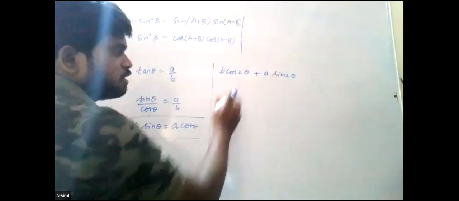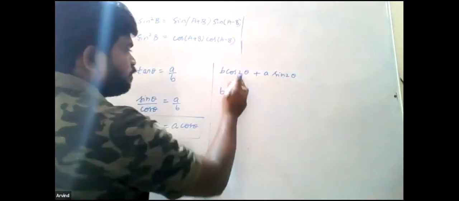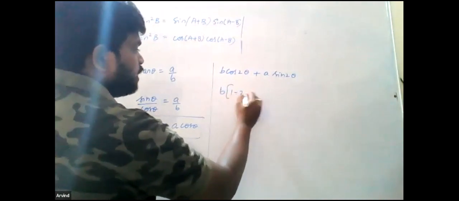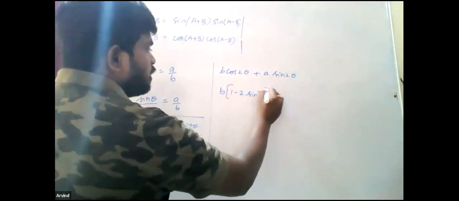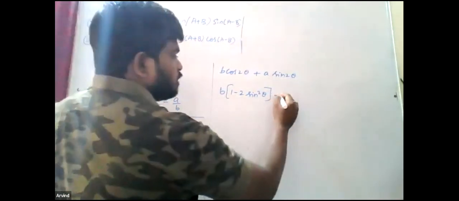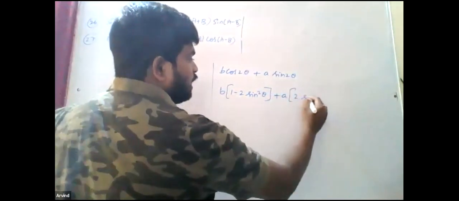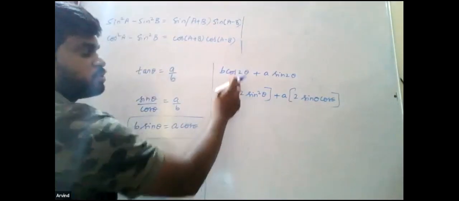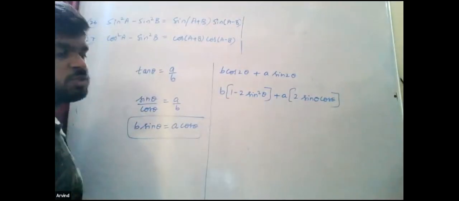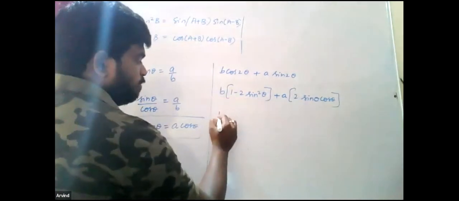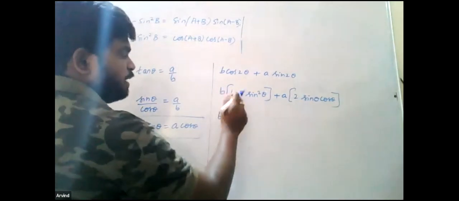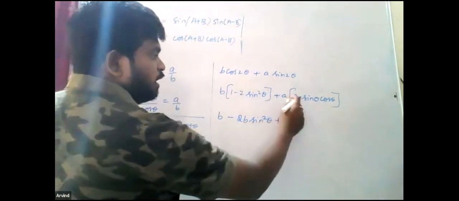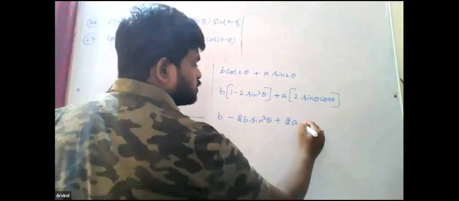Now I'll use formulas. For cos 2 theta you should know the formula: 1 minus 2 sin square theta. Plus a sin 2 theta is 2 sin theta cos theta. Just now I told you. For cos 2 theta, you can use this formula 1 minus 2 sin square theta. Now multiply b into 1 is b minus b into 2 is 2b sin square theta plus a into 2 is 2a sin theta cos theta.